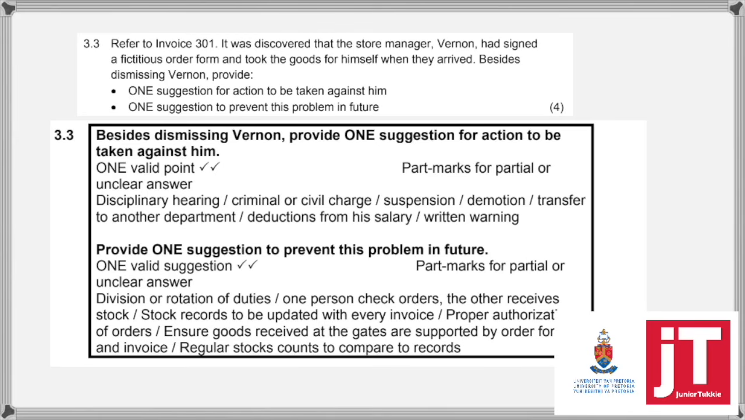One, division or rotation of duties. One person checks the orders and the other one receives. You cannot have one person who does everything. Make sure that the stock records are updated with every invoice. Proper authorization: we cannot have a person just ordering stock without somebody authorizing that. Make sure you do regular stock counts, and compare that with the documentation that you receive.